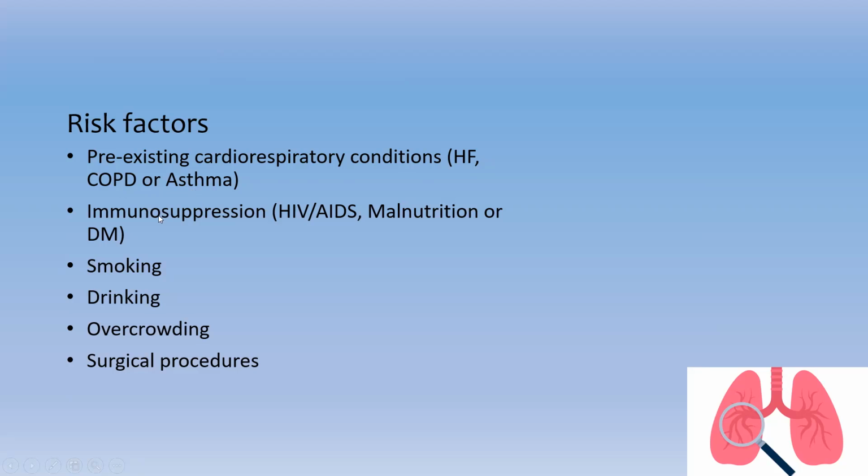Other risk factors include immunosuppression. So any sort of illness that may suppress the immune system, like HIV and AIDS, any form of malnutrition, because proteins are very essential in production of antibodies. So if one is malnourished, not getting enough protein, then there's also going to be a problem with antibody production. Things like DM also suppress the immune system. Smoking, drinking, overcrowding, surgical procedures.